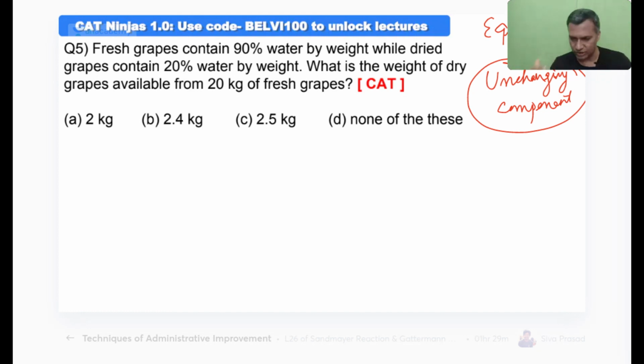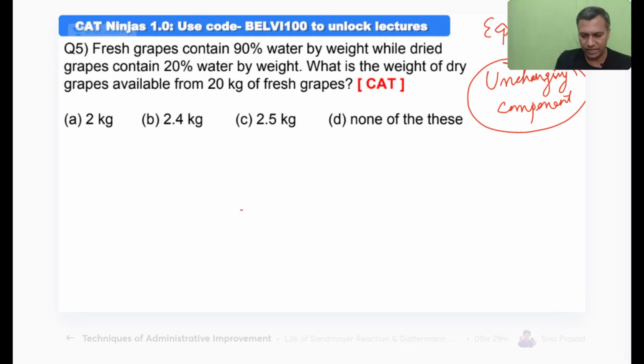Let me explain this question. The next CAT question, you take it and try to solve. Fresh grapes contain 90% water by weight, while the dried grapes, maybe raisins, dry grapes. In the CAT question they use the word dry grapes itself, so I also use the other word, raisins. Raisins contain 20% water by weight. What is the weight of dry grapes available from 20 kg of fresh grapes?